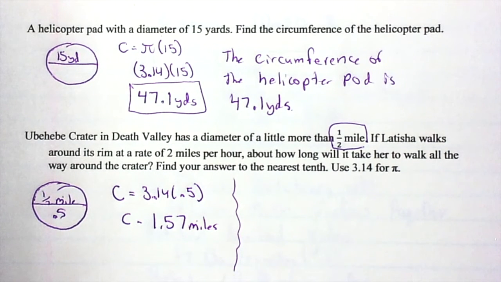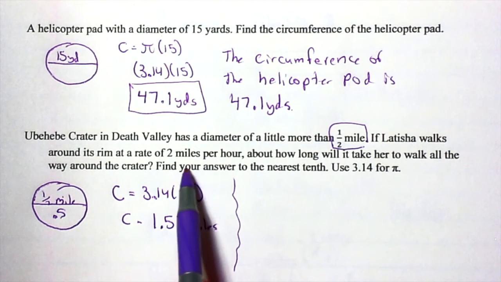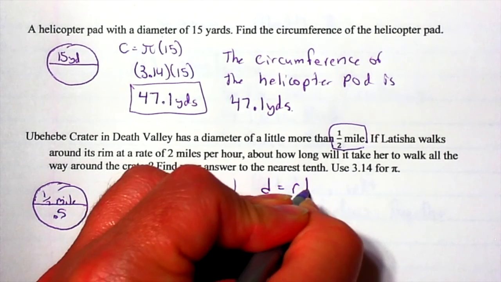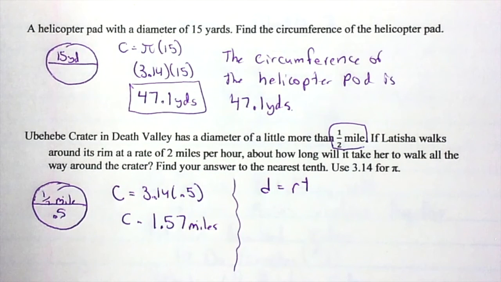But that's really only part of my problem, because it's not asking me how far did she walk, it's asking me how long will it take her. Well, it's telling me she's going 1.57 miles, but she does 2 miles each hour. So I know it's going to take her a little bit less than an hour because she can do 2 miles in 1 hour. I'm going to use the formula for distance.